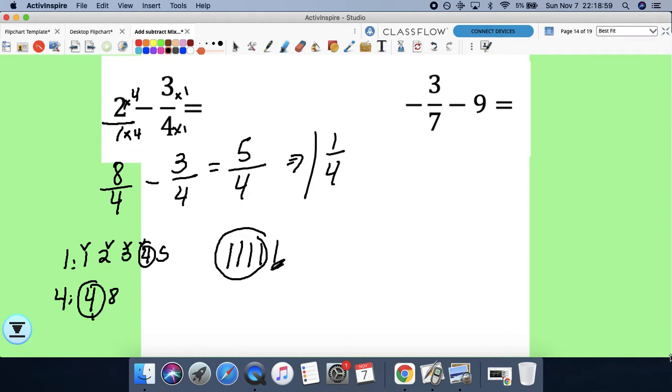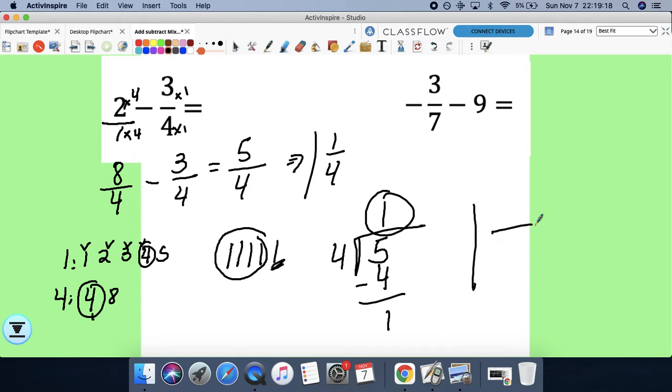Battery's charged. Now, if you want to divide, another way of doing this is if you take the 5 and you divide it by 4. 4 goes into 5 one time. 4 times 1 is 4. Subtract, you get 1 left over. So again, this is your 1. How many left over? 1, and denominator of 4.